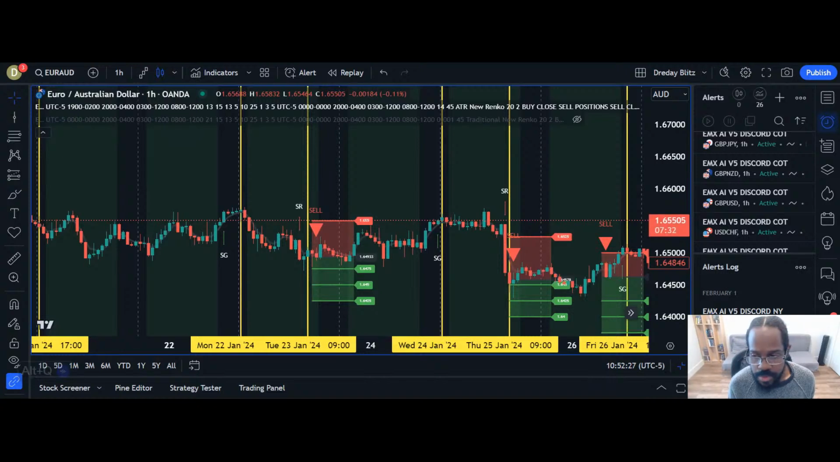We do have NFP tomorrow, so we'll see how the market will react to that news. I'm expecting to have bad news here overall. The interest rate was kept in the U.S. market at 5.50%, so I'm pretty sure it's going to go down, but we'll see exactly how it will react.